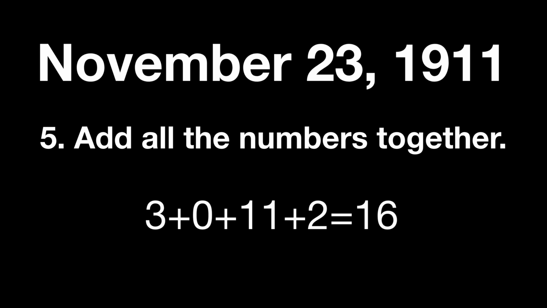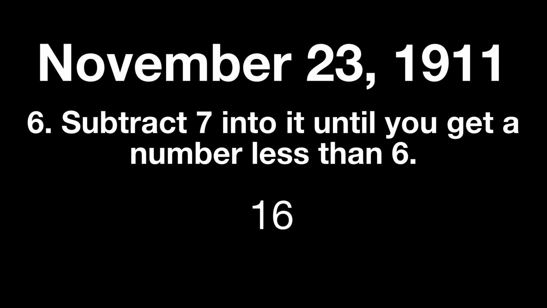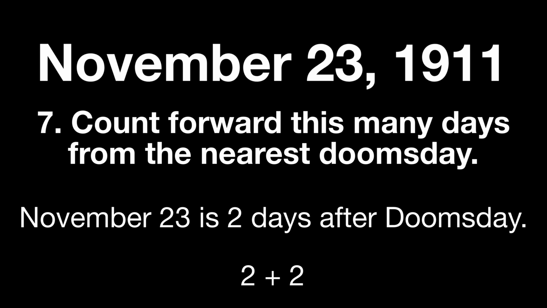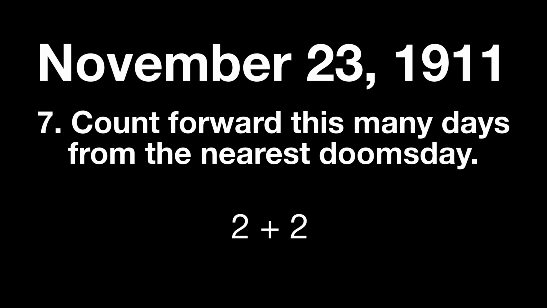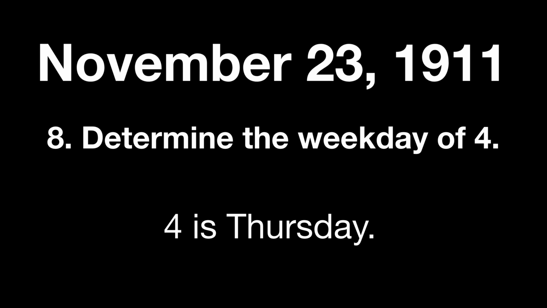And then, add them all together. 3 plus 0 plus 11 plus 2 equals 16. Subtract 7 from 16 as many times as needed until you get a number less than 6. 16 minus 7 equals 2. November 23 is 2 days after the doomsday, so 2 plus 2 equals 4. Thursday is the day of the week of the date.